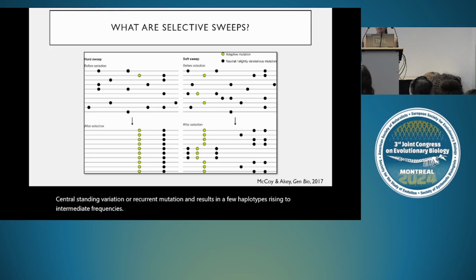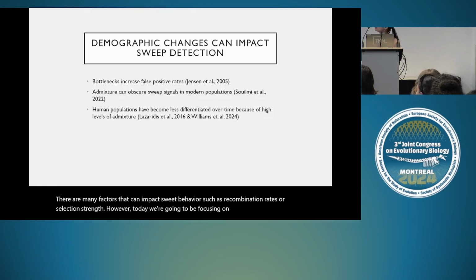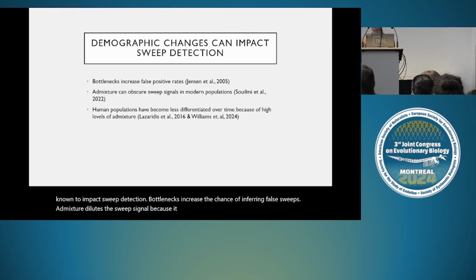There are many factors that can impact sweep behavior, such as recombination rates or selection strength. However, today we're going to be focusing on demography. Knowing the demography of your study system is really important because demographic changes are known to impact sweep detection. Bottlenecks increase the chance of inferring false sweeps. Admixture dilutes the sweep signal because it can cause a decrease in your sweep frequency in the admixed population.